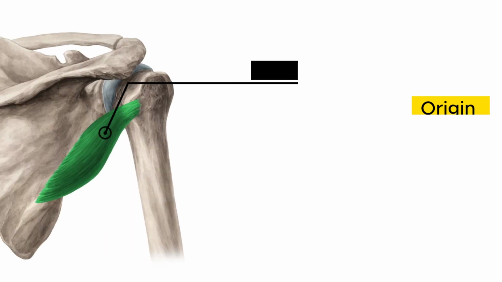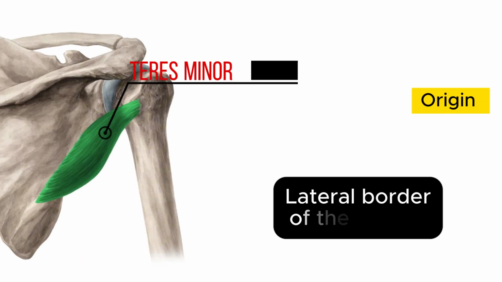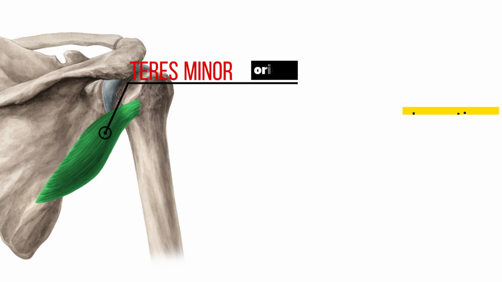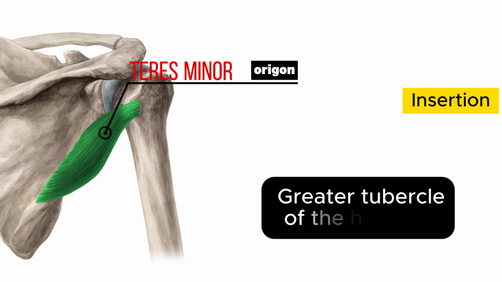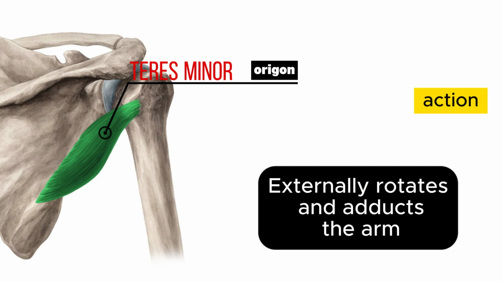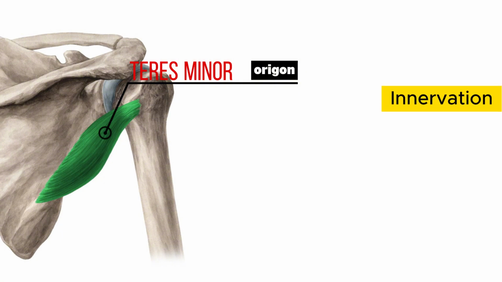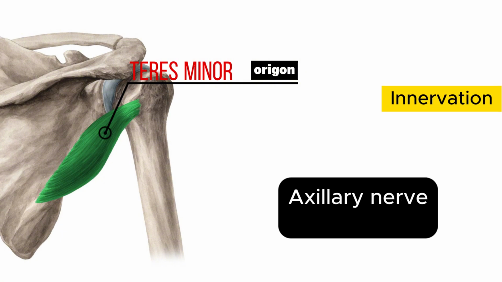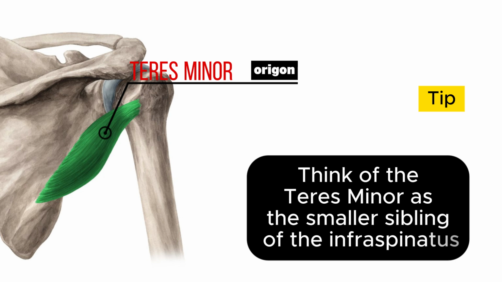Teres minor. Origin: lateral border of the scapula. Insertion: greater tubercle of the humerus. Action: externally rotates and adducts the arm. Innervation: axillary nerve. Tip: think of the teres minor as the smaller sibling of the infraspinatus.